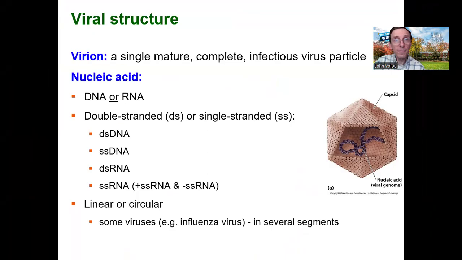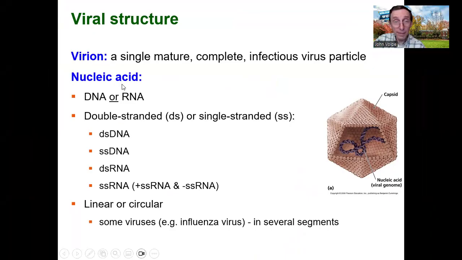When we're talking about the viral structure, we're going to separate viruses into the virion, and that's a single mature, complete infectious virus particle. So when we're talking about viruses, we're usually talking about virions. Viruses have a nucleic acid as their genome, and that genome can be either DNA or RNA. It is never both. If it's the genome of a virus, it can be either double-stranded or single-stranded.